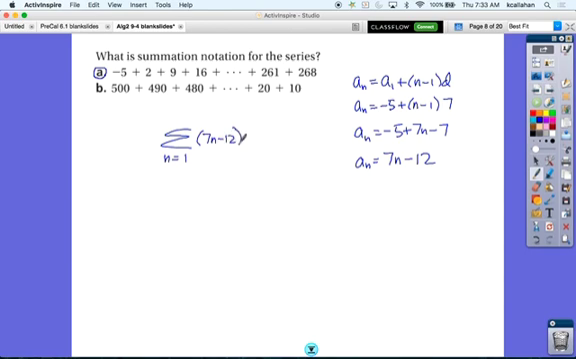And what goes on the top? What goes on the top is going to be whatever gets us to that 268, which is the last term. In order to figure that out, I'm going to say 268 equals 7n minus 12. Let's figure out the n that generates the value of 268. Add 12, get 280 equals 7n. Divide by 7, n equals 40.